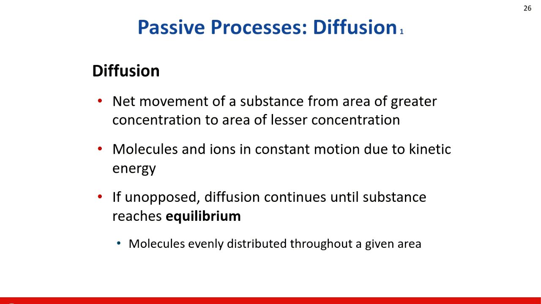So I'm going to draw this diagram here. It's like a ramp, and that ramp represents what we call the concentration gradient. So at the top of the ramp, we'll have 99 molecules of something. And at the bottom of the ramp, we'll have one molecule of that same something.